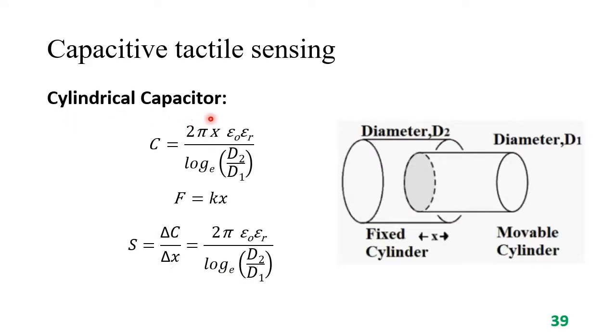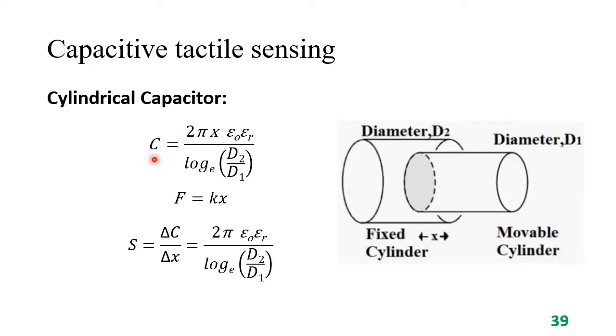Cylindrical capacitor. Here two cylinders of different diameters are used. The cylinder with greater diameter is fixed, whereas the cylinder with smaller diameter is movable. It can be moved towards left or right, which will cover a distance x. The value of capacitance between these two cylinders can be given by this expression. Here we can see that this capacitance is directly proportional to the displacement x because all other things are constant.